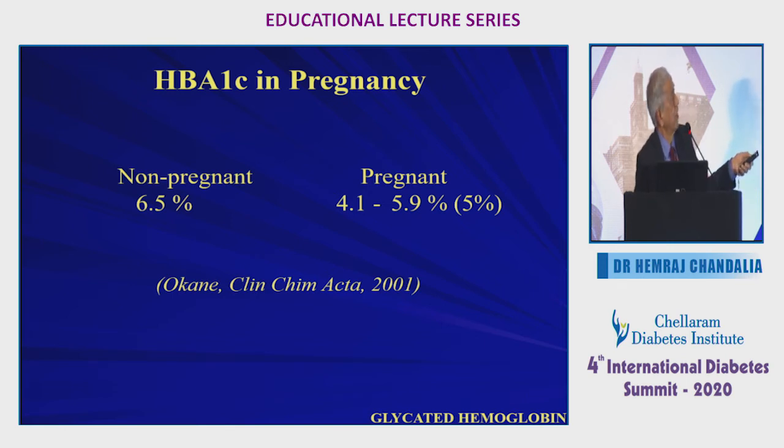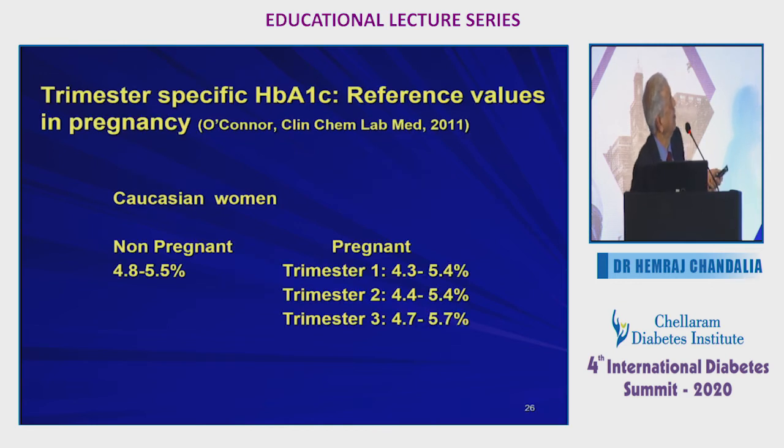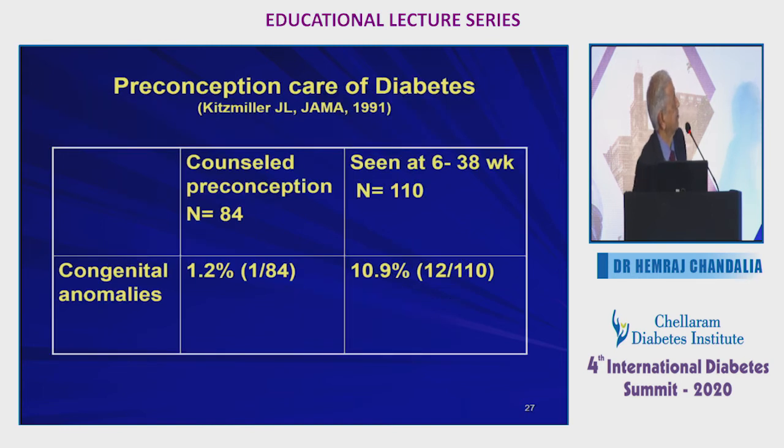So considering that, your goal in pregnancy should be stricter, and this is what has been described by many authors. This author has calculated trimester-wise what should be the normal A1C in pregnancy. Third trimester, slight rise by 0.2 or 0.3, see? But otherwise, first and second trimester, this should be the level, you see? Okay, so it's somewhat lower than the non-pregnant state.